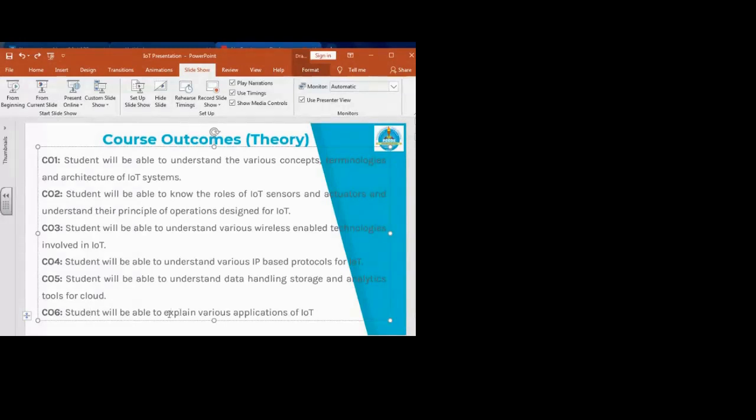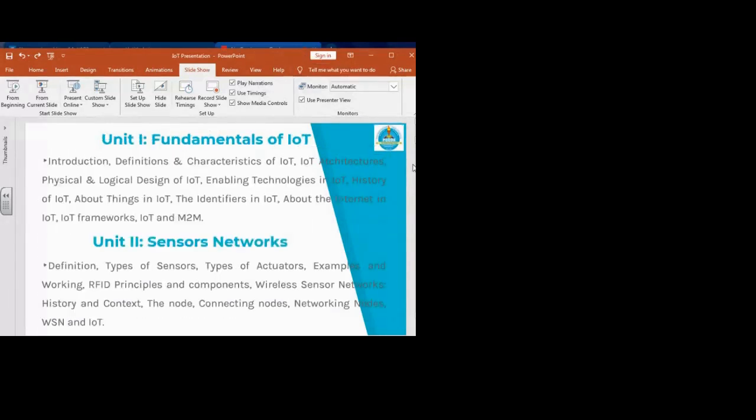Now this is your last CO statement. So you should be able to design certain applications of IoT based on these hardware platforms as well as software platforms. Okay, so let me explain the units.